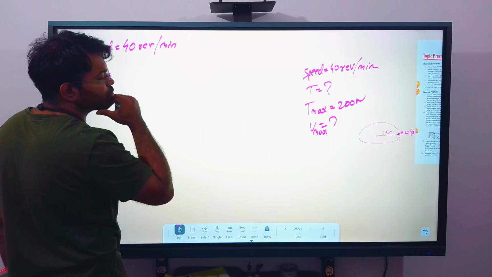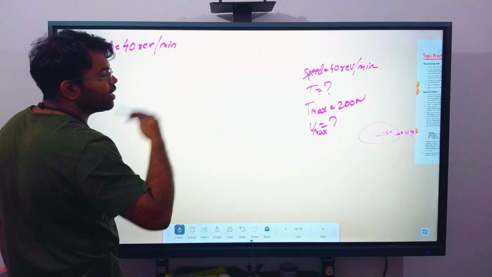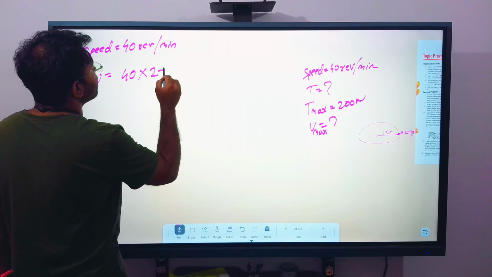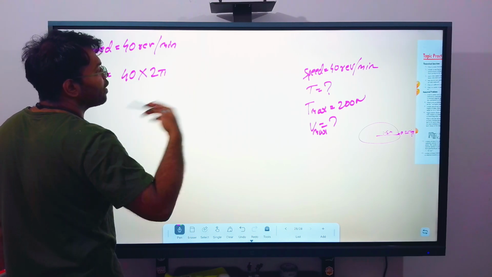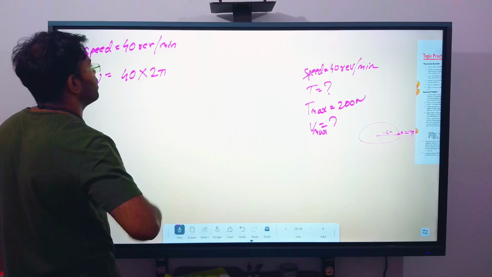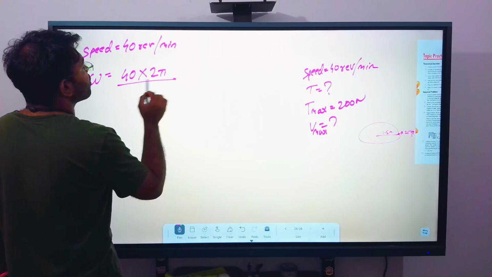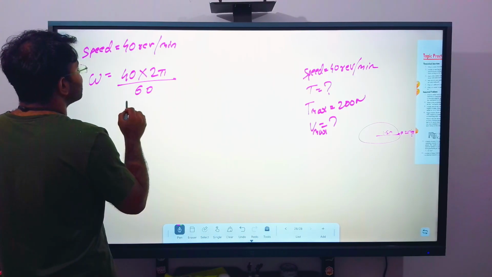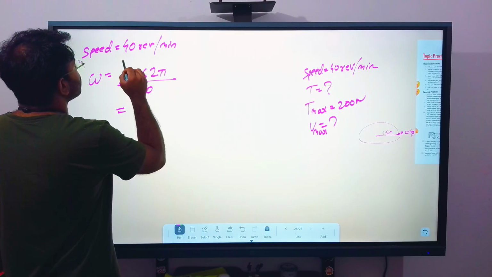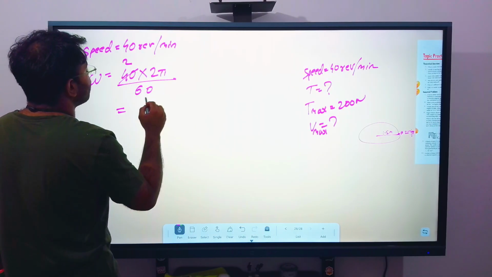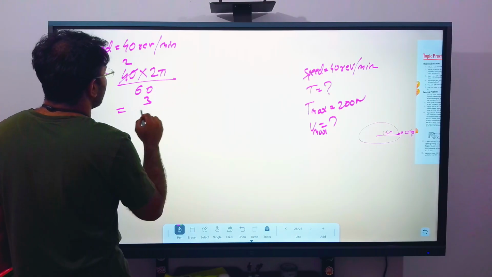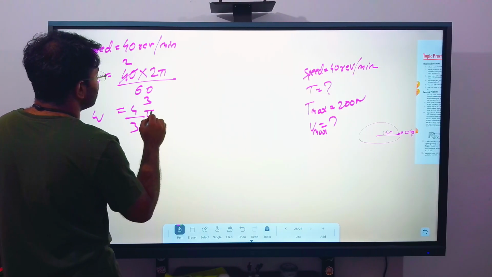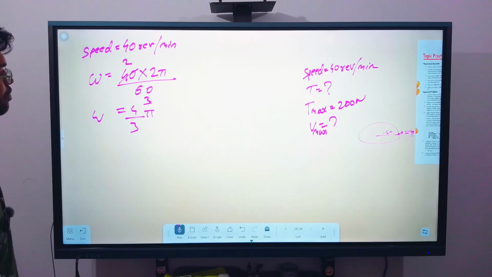Omega is equal to how much? 40 revolutions per minute means what? 40 multiplied by 2 pi. It is getting rotated 40 times, right? So per minute becomes what? Upon 60. 1 minute is how many seconds? 60. So you will get 2 fours are 20, 20 into 3 is 60. So omega is equal to 4 upon 3 pi. Clear?